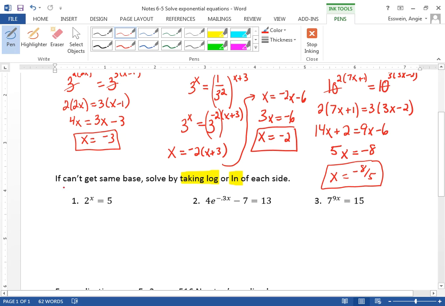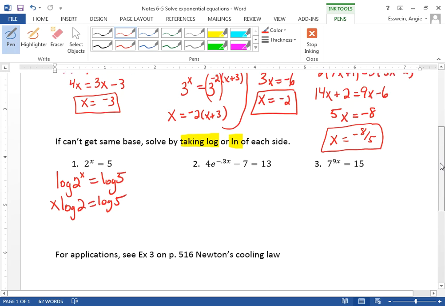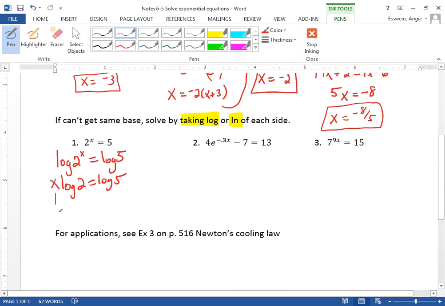Good question. Okay, so here a 2 and a 5. There's just no way you're going to get them to be 2 to the same power. So you take the log of each side. This is total review. And then the power rule lets you bring this exponent down. And then you divide both sides by log 2. So log 5 over log 2. And if you do that carefully on your calculator, you'll get about 2.32.